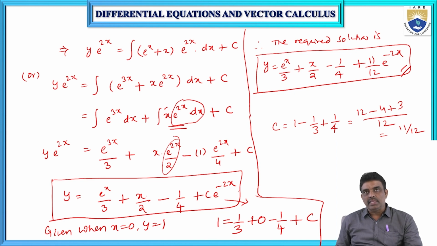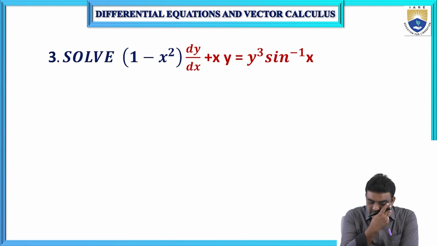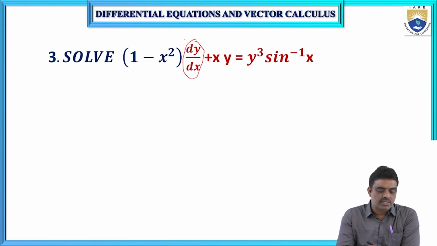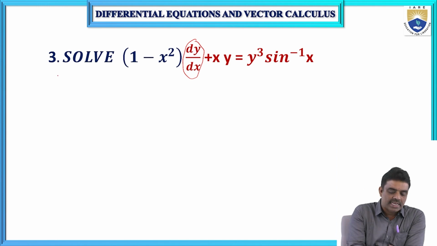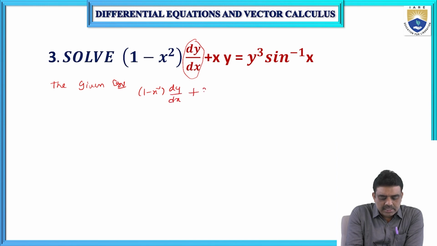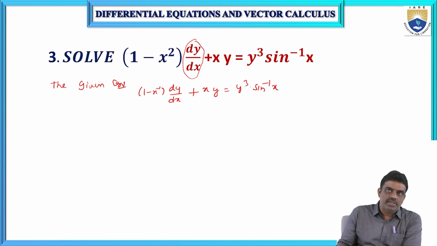So similarly, we do another problem. Solve the differential equation. This is also a first order equation. If it is dy by dx, it is a first order equation. 1 minus x square dy by dx plus xy is equal to y cube into sine inverse x. So first write the given equation. The given equation is 1 minus x square dy by dx plus xy is equal to y cube into sine inverse x. This is a Bernoulli equation.